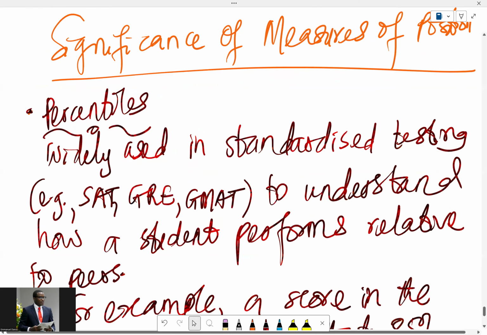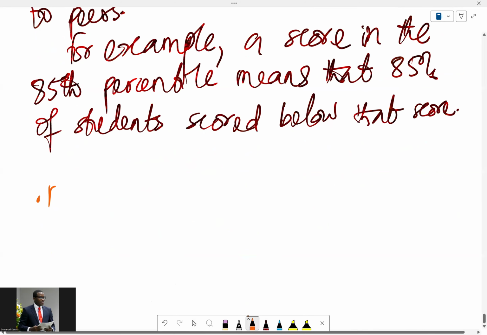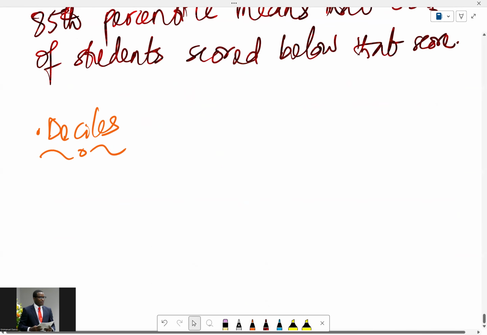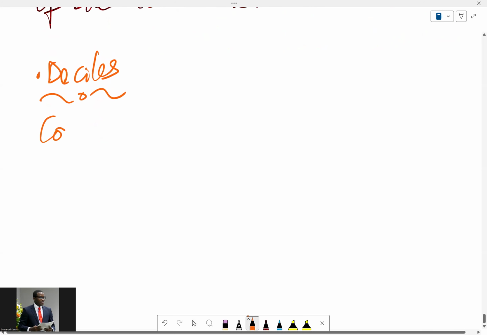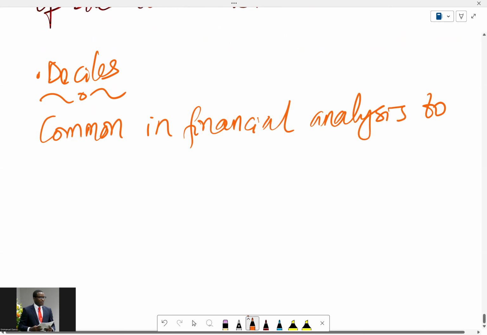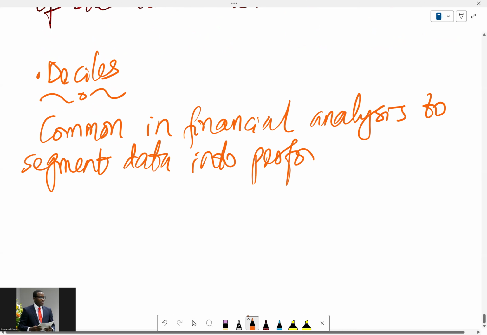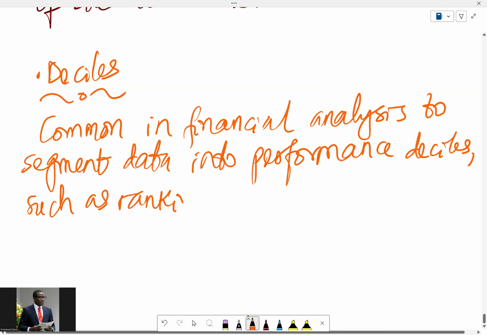Okay, so let's talk about deciles. Where do we use deciles? Mainly deciles. This is common in financial analysis. Common in financial analysis to segment data into performance deciles, such as ranking stock returns or income distributions.